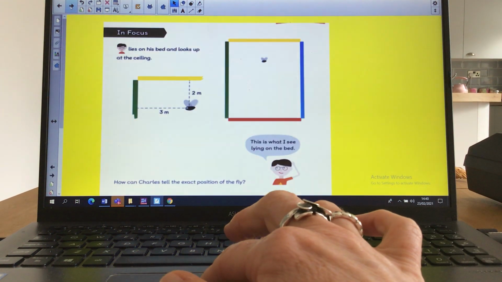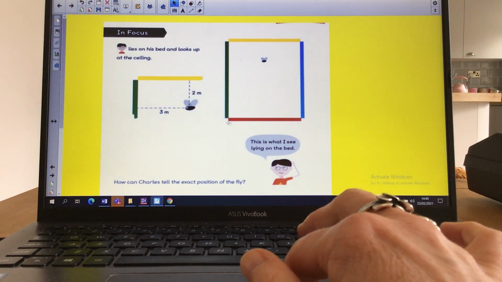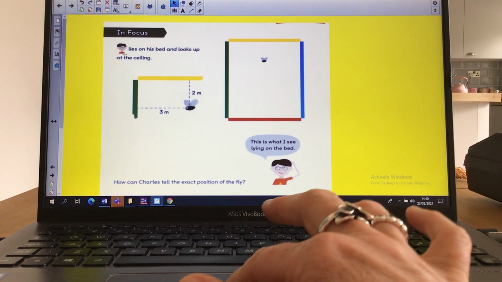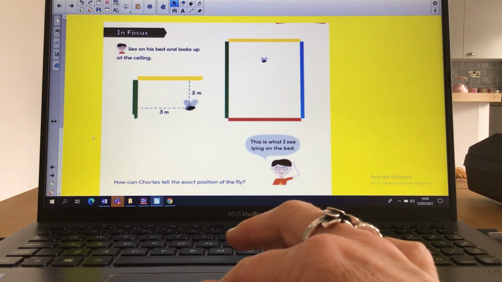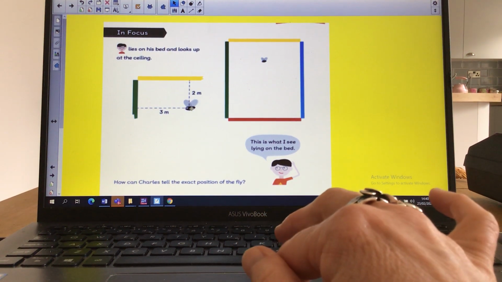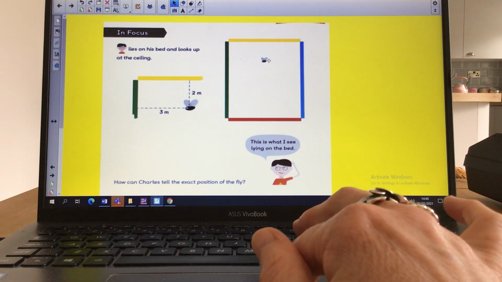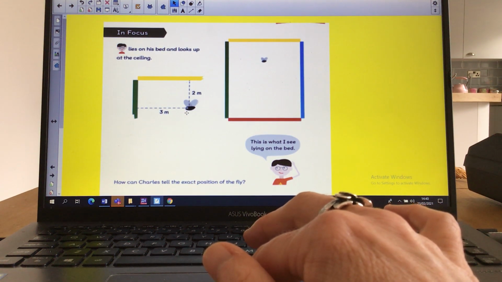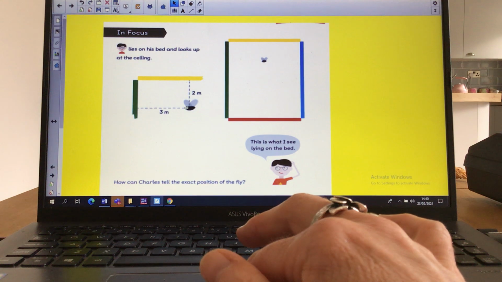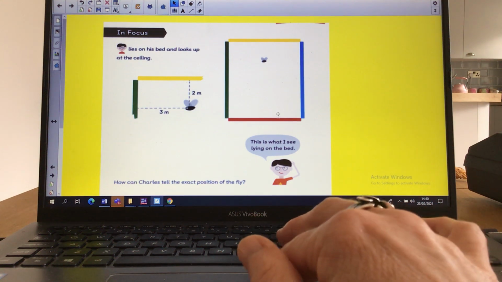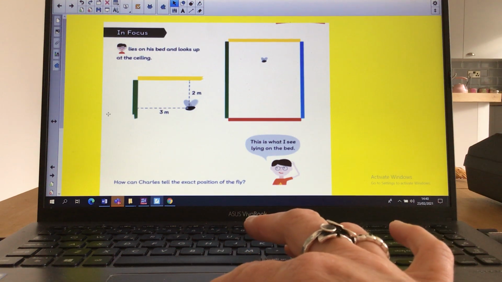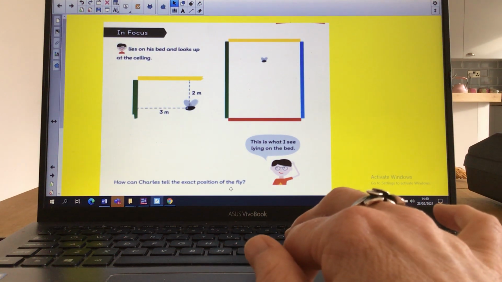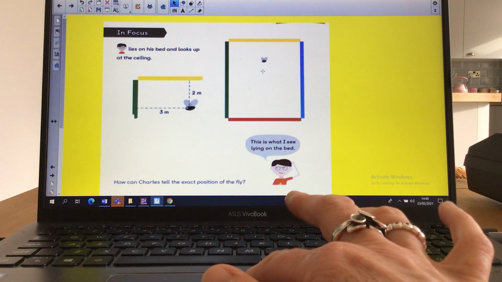Okay, let's look at our in focus tasks. So a little boy says he's lying on his bed and looking up at the ceiling. I don't know if you've ever done that, children, when you're bored and fed up. And he spots a fly on his ceiling. You can see it there. And he says to himself, this is what I see when I'm lying on the bed. How can Charles, that's the name of the boy, tell the exact position of the fly?